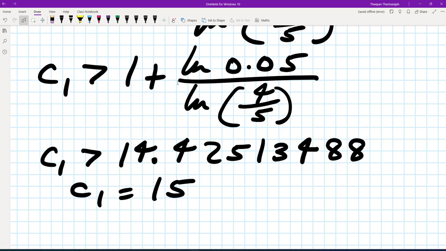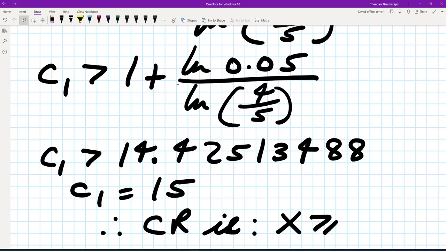It's 15. So we can say, therefore, CR is a critical region. It's actually known as a rejection region, but at A-level we call it a critical region. In more formal statistical courses, it is denoted as a rejection region. So the critical region is as follows: X is greater than or equal to 15.